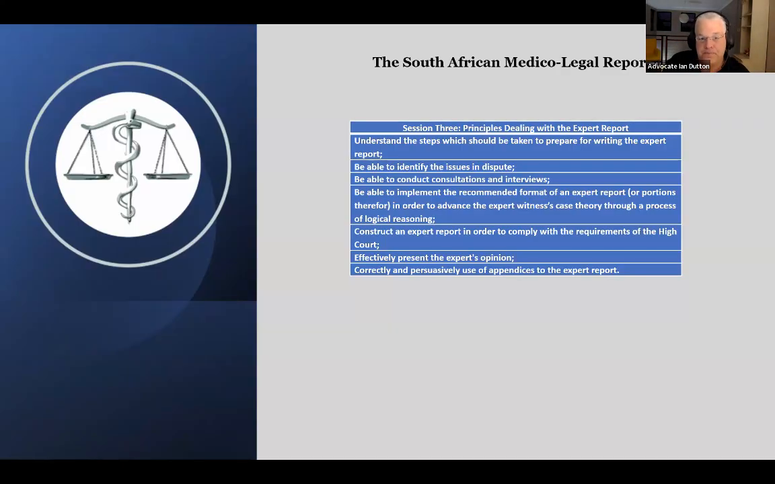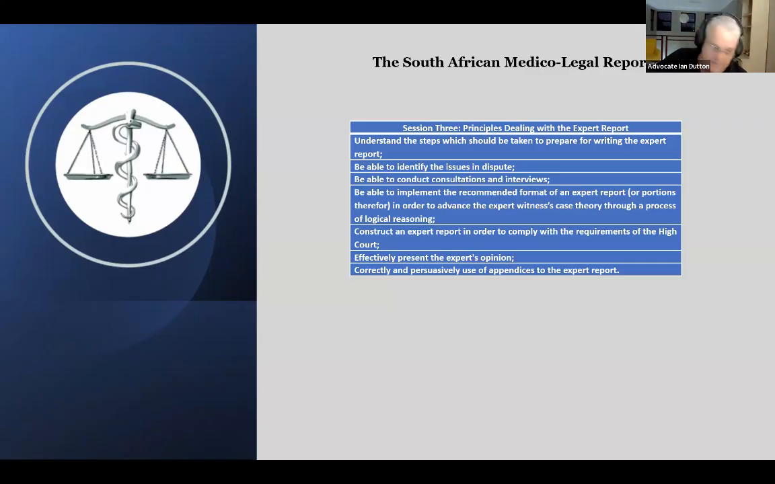Okay. Then the next thing is conducting consultations and interviews. We will have a look at some practical skills around that. A very important and often overlooked aspect of dealing with evidence. So there are principles on that, and we will take you through that. Then the next one is to be able to implement the recommended format of an expert report or portions thereof in order to advance the expert witness's case theory through a process of logical reasoning.